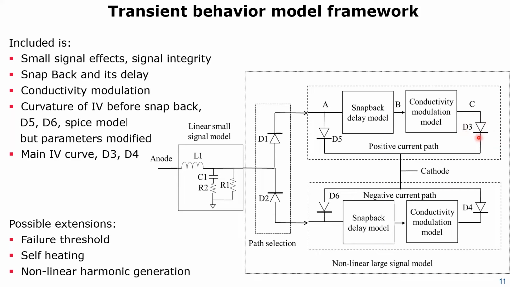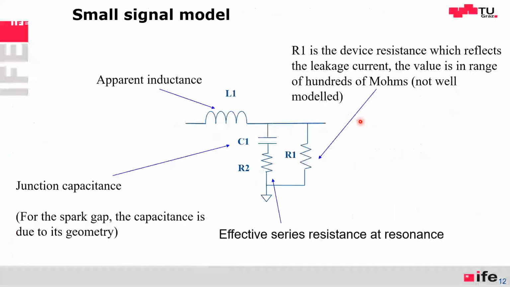At D3 is the main IV curve. Again, it's a modified diode model. It's not a 0.7 volt diode. This can be the Zener diode, can be many other things. This is for positive, and here's for negative. We'll just look at one of the blocks now. Two blocks, sorry. The small signal model has the junction capacitance here and the apparent inductance.